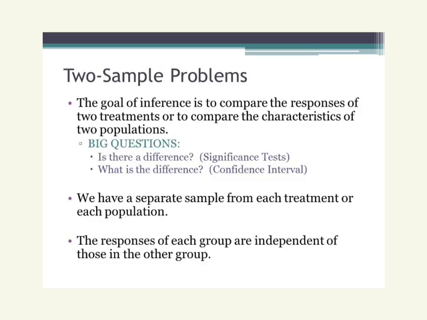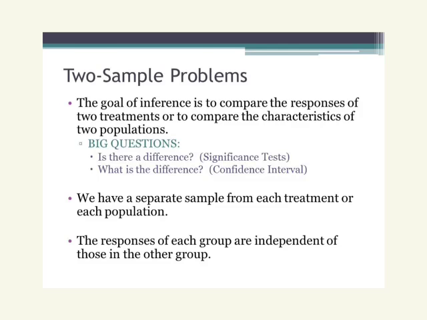And we can summarize all these together because they are so similar to what we've already done in Chapters 10, 11, and 12 that I think you'll pick up on these concepts pretty quickly. All right, now the key in order to make a two-sample problem work is that we have a separate sample from each treatment or each population. And these responses from these two groups have to be independent of each other. So those are just some basic things that we want to keep in the back of our mind as we work through these problems.